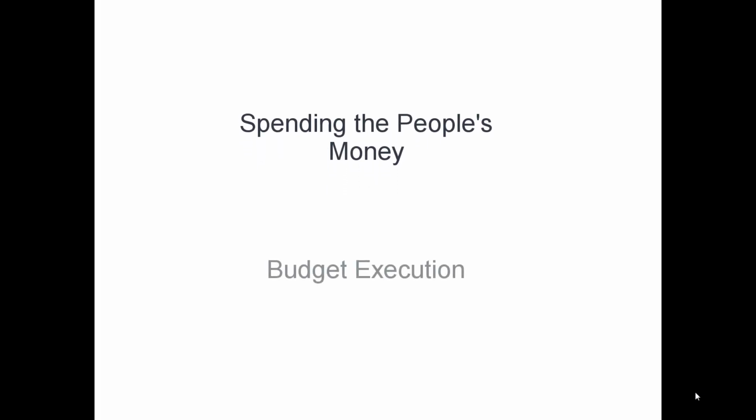This is the third module in a series of 3 modules on spending the people's money, otherwise known as budget execution. In modules 1 and 2, we discussed receiving resources and then controlling and distributing those resources. It's only now, in Module 3, that we finally reached the stage of actually spending the money.